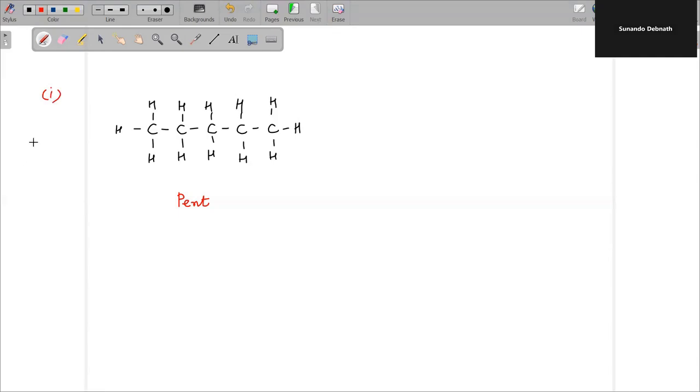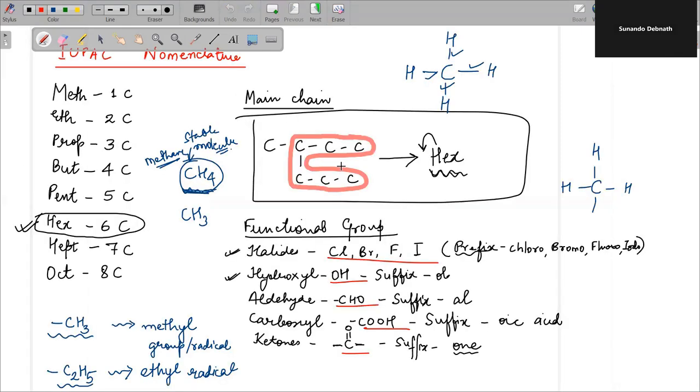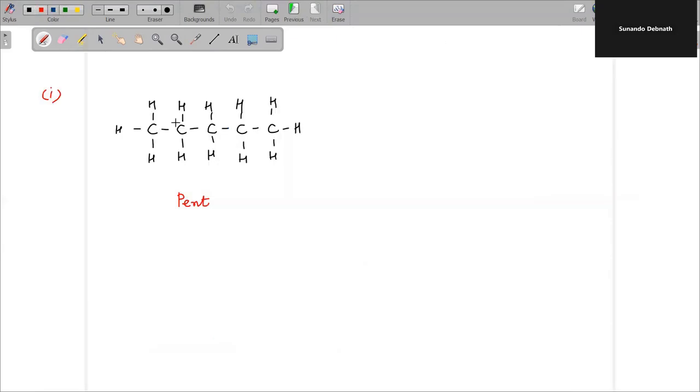If there is no functional group, first of all, you can start the numbering from any end. What do I mean? You can number it from this end, 1, 2, 3, 4, 5, or you can do it either way. Both are fine because there is no functional group. But the moment a functional group appears, then you have to follow a rule: from which side will you number? And that I will explain. Now let us do this first.